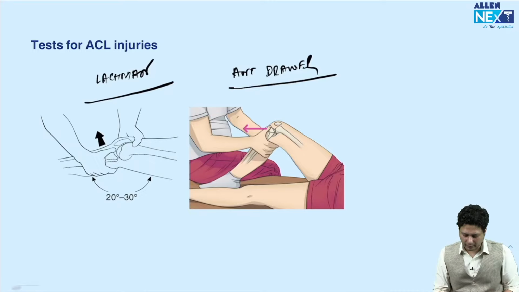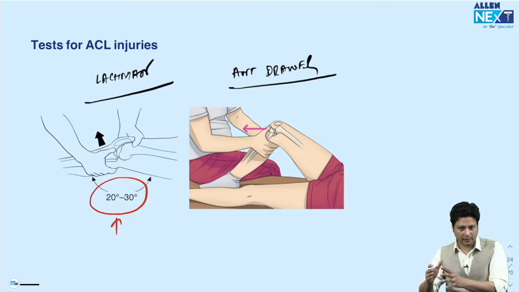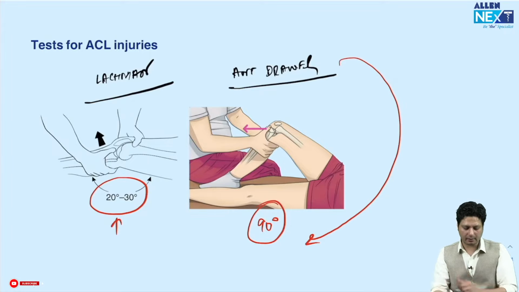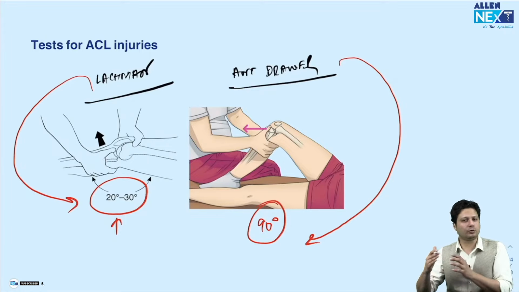So there are two ways of conducting this anterior translation test. One is to keep the knee flexed at 20 to 30 degrees. The other is to keep the knee flexed at 90 degrees. So in the anterior drawer test, the knee is kept at 90 degrees, while in the Lachman test, the knee is kept at 20 to 30 degrees of flexion.